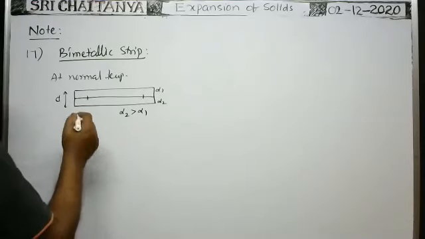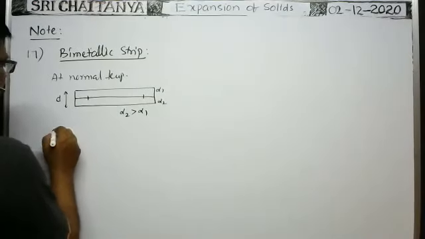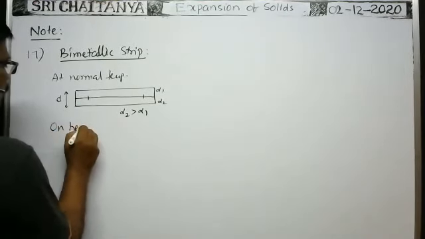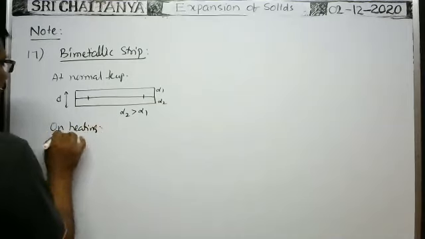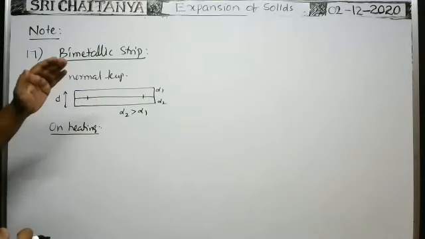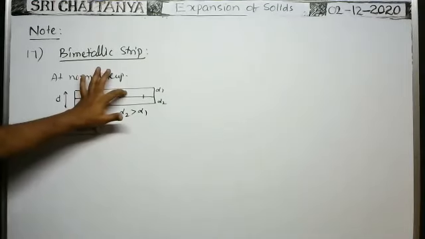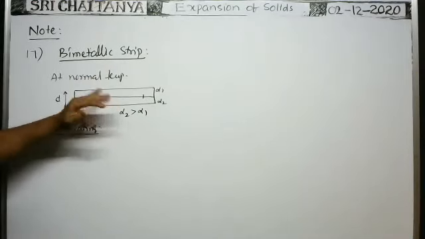Now, whenever it is heated, upon heating, it bends in the form of an arc, so which metal occupies the concave surface? Tell me. Upon heating, which metal occupies the concave surface? Which metal occupies the concave surface? The upper metal, alpha 1. And the convex surface is alpha 2.